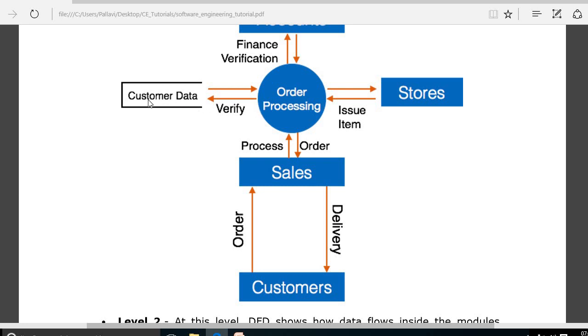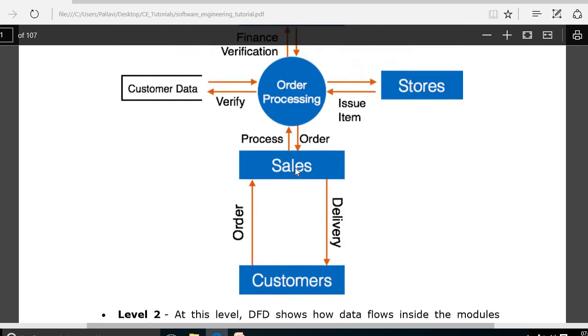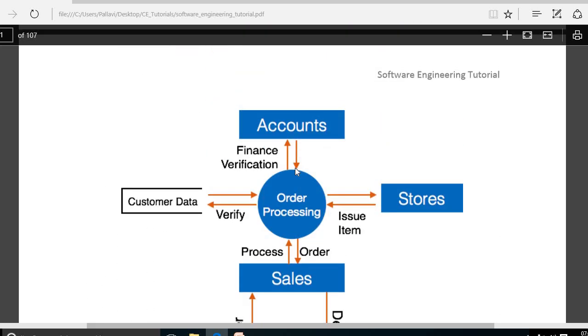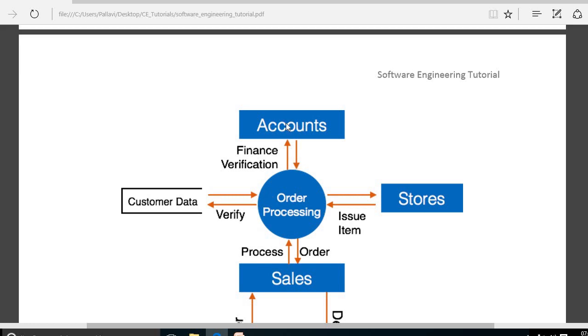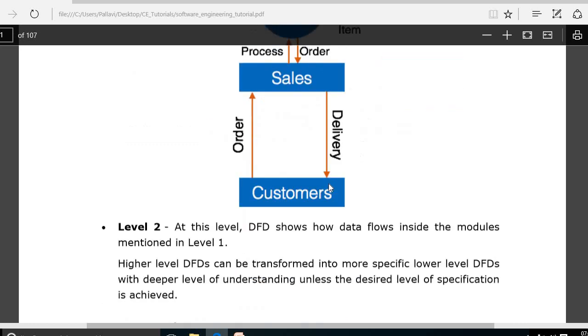Then customer data is stored and verified in this storage area, and above that, accounts again, financial verification is done with the accounts entity and the process order processing. So in this way we have the first level DFD.